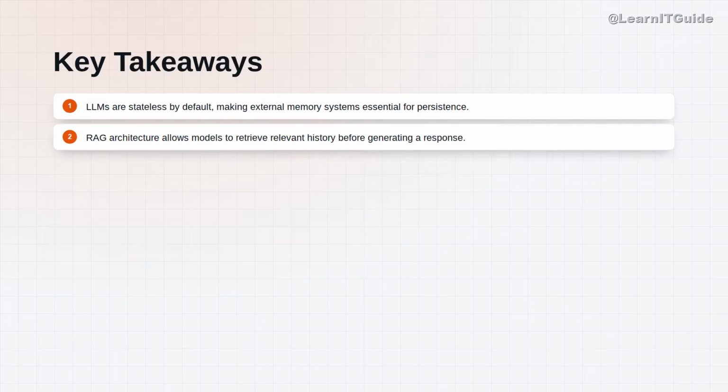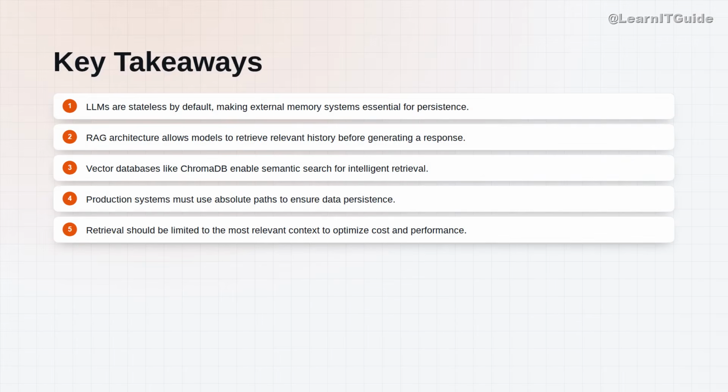To recap, remember that LLMs are stateless, so you must build memory manually. Use RAG architecture to fetch history dynamically. Leverage vector databases for semantic search rather than exact keyword matching. Always ensure your database paths are absolute to avoid data loss. Finally, always be selective with how much context you retrieve to maintain performance. If you follow these points, you will build AI agents that actually feel intelligent and helpful.